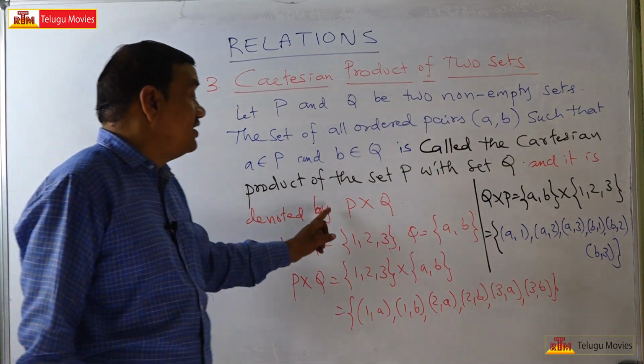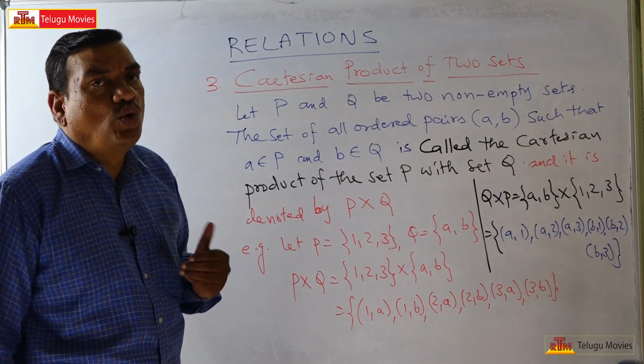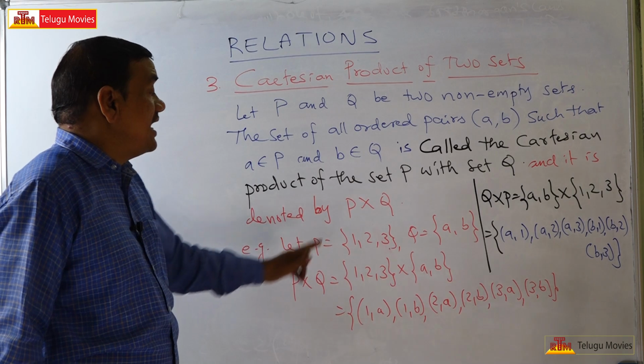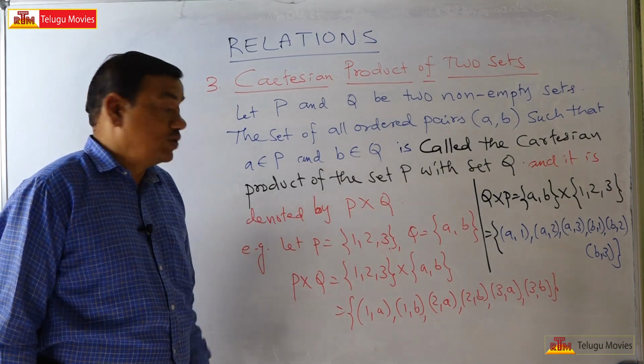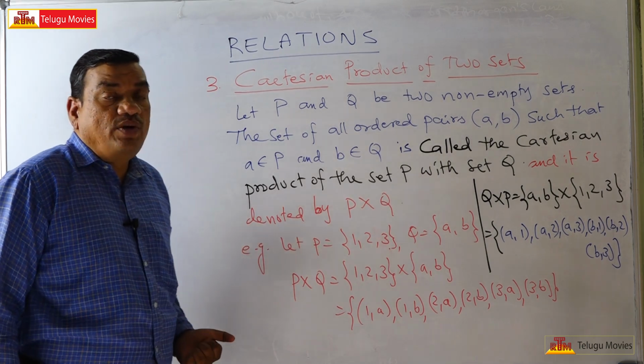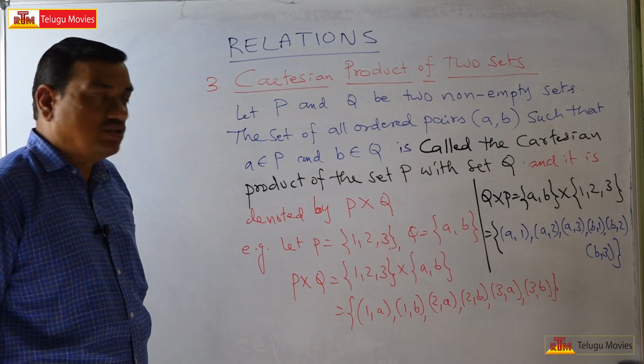Don't read it as P into Q. These two are sets, they are not numbers. If they are numbers, you can say 2 into 3 like that. But they are sets. That's why we have to read it as P cross Q. Let me give one example, then you can easily understand what this Cartesian product of two sets is.